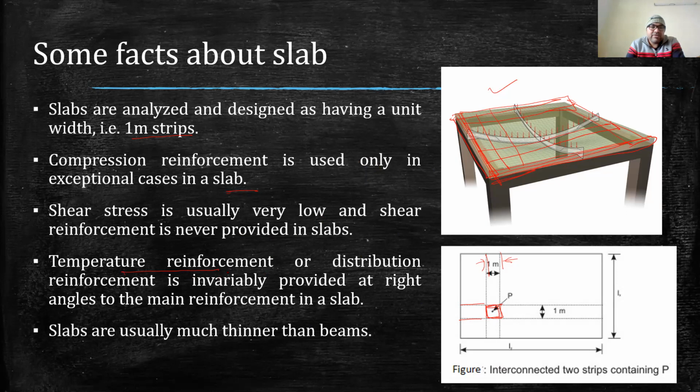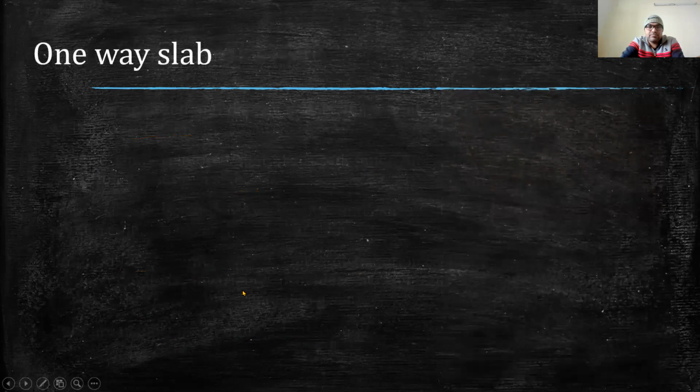And the next fact is slabs are usually thinner than the beams. So that is again the important thing that differentiates it from the beams. Now we will first talk about the one-way slab.